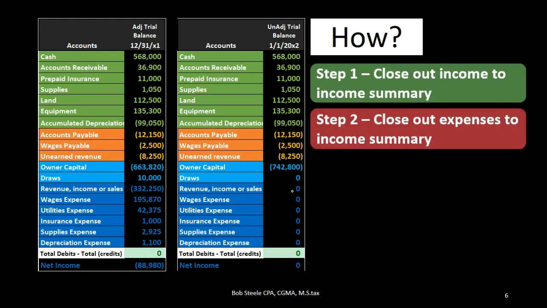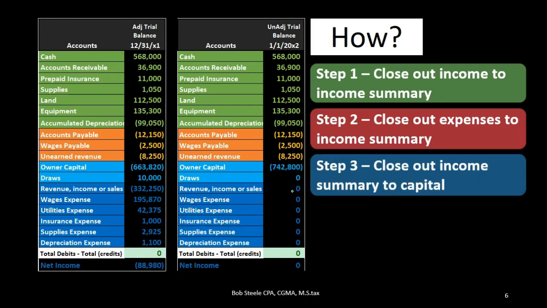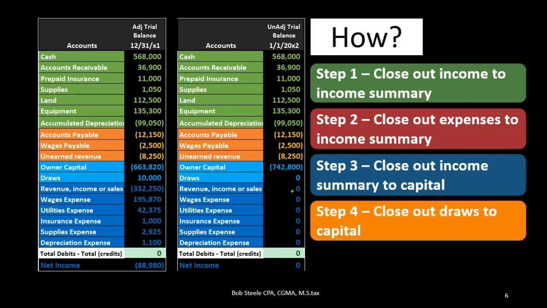Then step two, we're going to close out the expenses to an income summary, which is a new clearing account we'll talk about. Step three is going to be to close out the income summary to the capital account. And step four will be to close out draws to the capital account. In essence, what we're doing is making a journal entry. We could make one large journal entry basically closing out this trial balance to the capital account. However, it's traditional to do it in this kind of four-step process, and we'll discuss why next time.